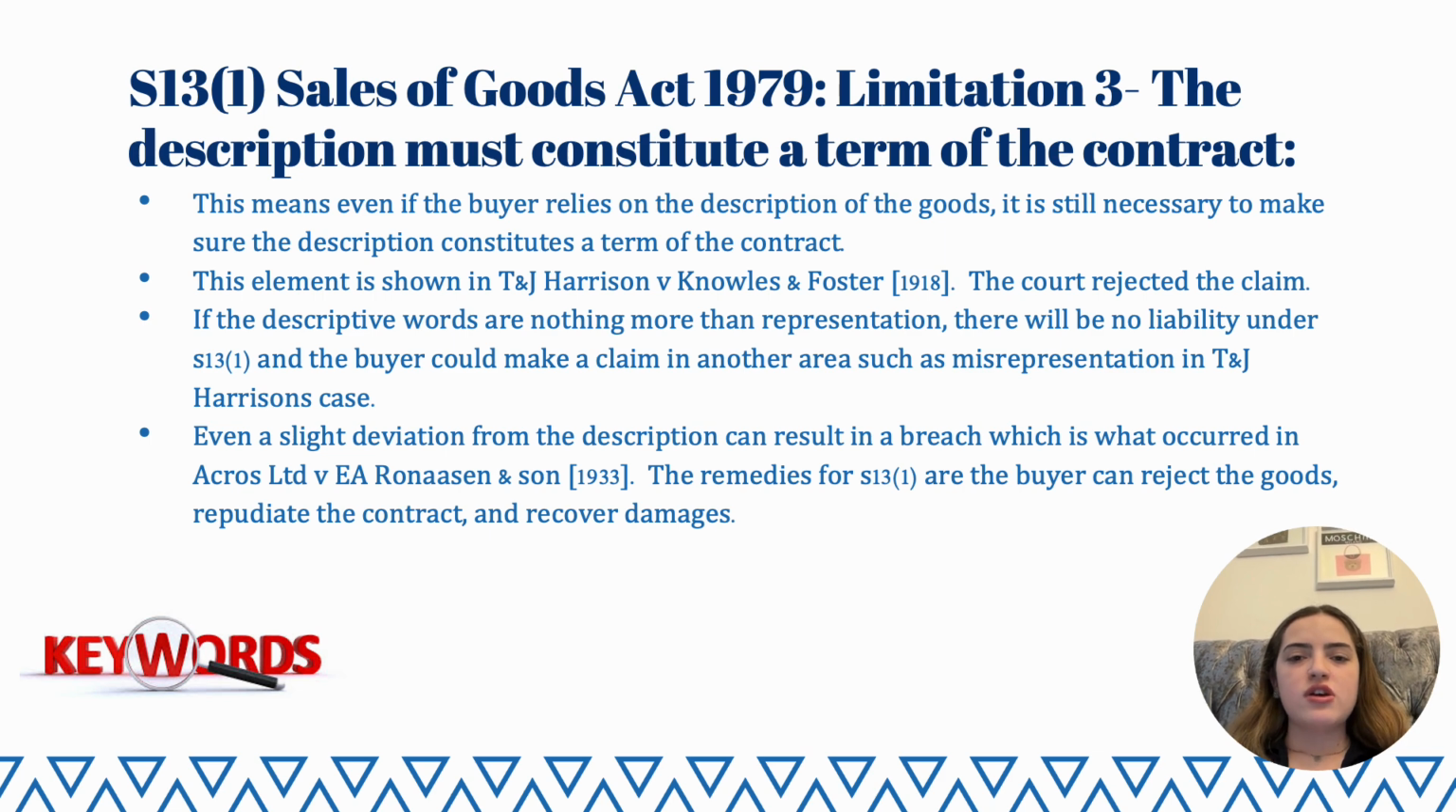In this case, Knowles and Foster wished to sell two steamships to T&J Harrison. They provided them with all the particulars of the ships, which stated the deadweight capacity of each ship was 460 tons. T&J relied on this, and a contract was made. The contract had no mention of the ship's deadweight capacity, so when the ships were delivered, the deadweight capacity turned out to be 360 tons. The court rejected the claim as the deadweight capacity may have induced T&J Harrison to enter the contract, but there was no breach of contract as it wasn't stated in it.